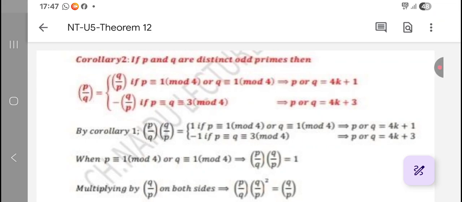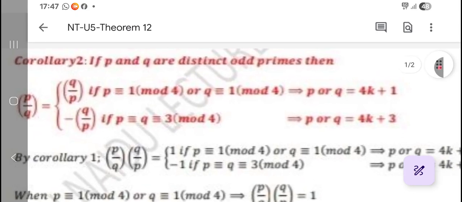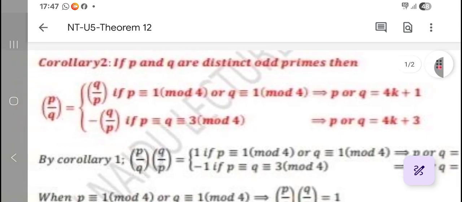Number theory class, unit number 5, theorem number 12. Again, this is a short answer question. If p and q are distinct odd primes, then the Legendre symbol (p/q) is equal to the Legendre symbol (q/p) if p is congruent to 1 mod 4 or q is congruent to 1 mod 4. In other words, p or q is of the form 4k plus 1. And this value becomes equal to minus the Legendre symbol (q/p) if p is congruent to q congruent to 3 mod 4. That implies p or q is of the form 4k plus 3.